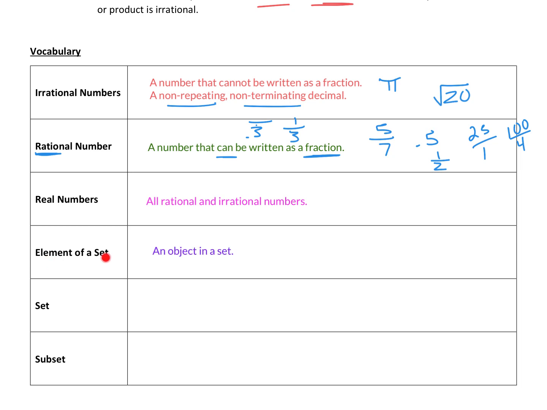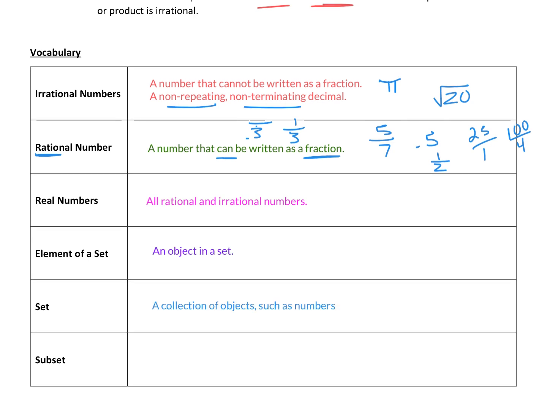All right, next we have element of a set. An element of a set is an object in a set. Maybe this seems a little out of order, so we're probably saying, well, what's a set? That's what we're going to define next. But an element of a set is an object within that set. All right, so moving on to set. A set is a collection of objects, such as numbers. That'll make more sense once you see some examples in our upcoming videos.